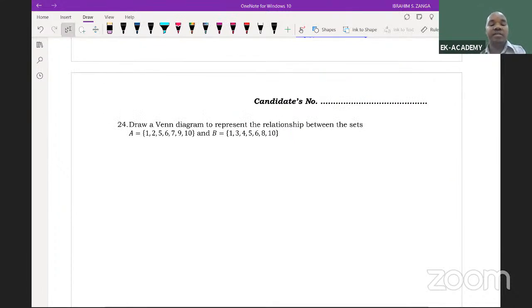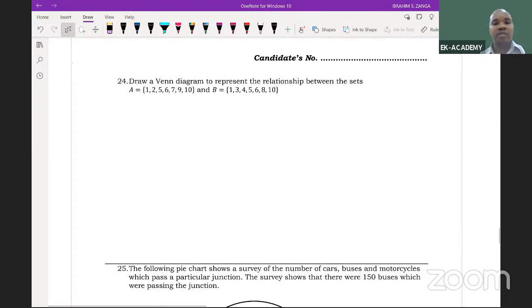Solution for question number 24. The question is, draw a Venn diagram to represent the relationship between the sets A and B. From the topic of sets, what you have to do here, first of all, is note the common numbers. So what is A intersection B? Let us see numbers which appear in both sides.